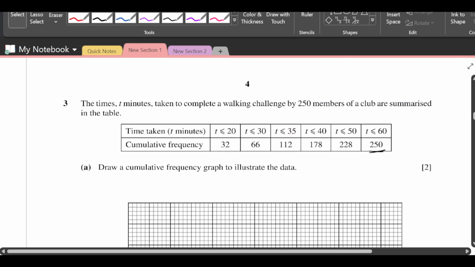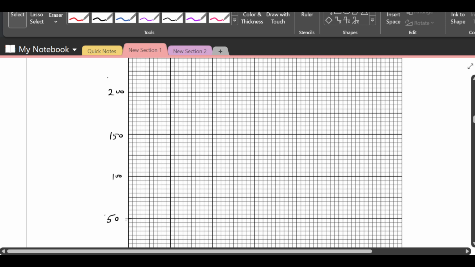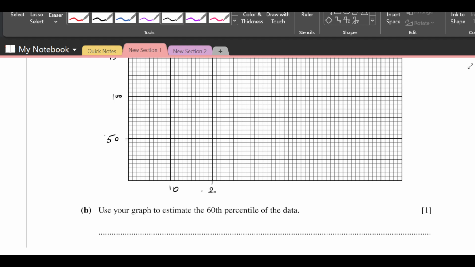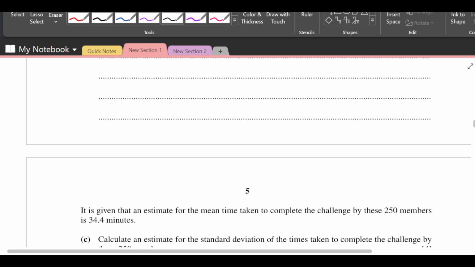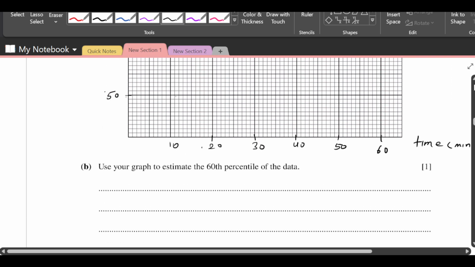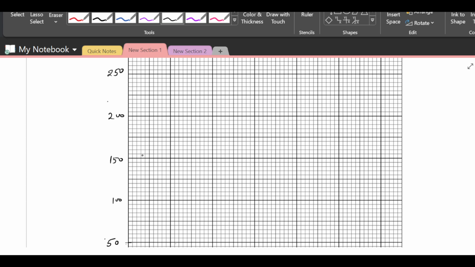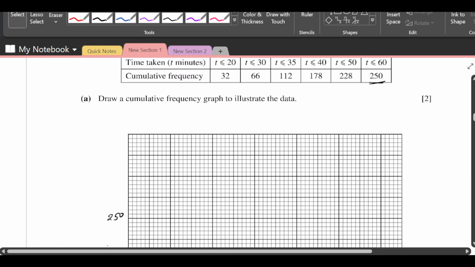And on the horizontal axis, time, the maximum time is 60, so we will divide like 10. So 10, 20, 30, 40, 50, and 60. This axis is time in minutes. Okay, and this vertical axis is cumulative frequency. So here we write cumulative frequency.